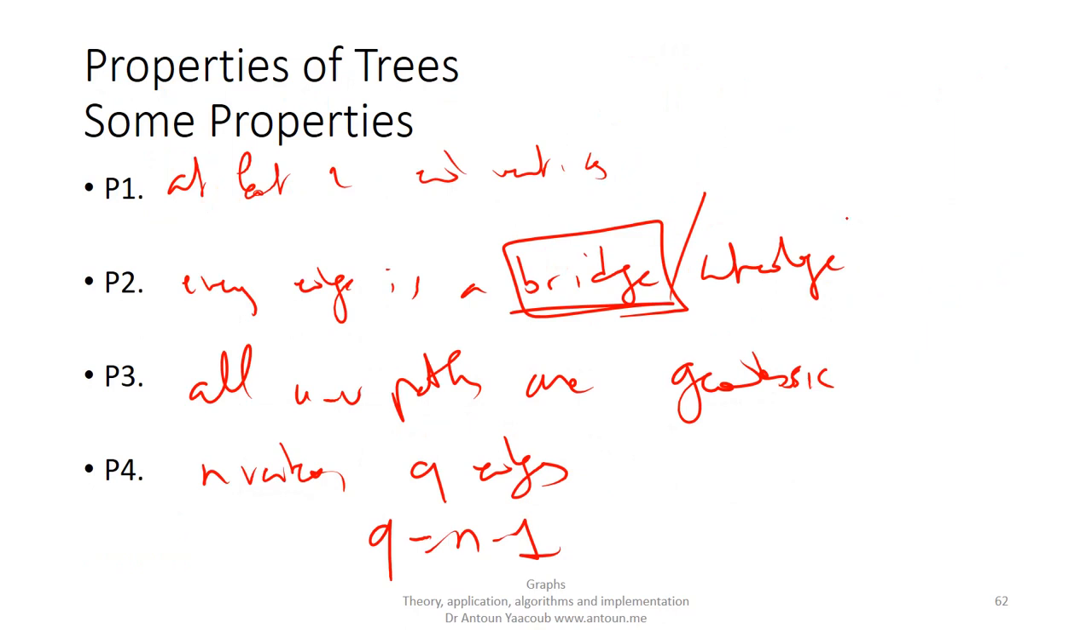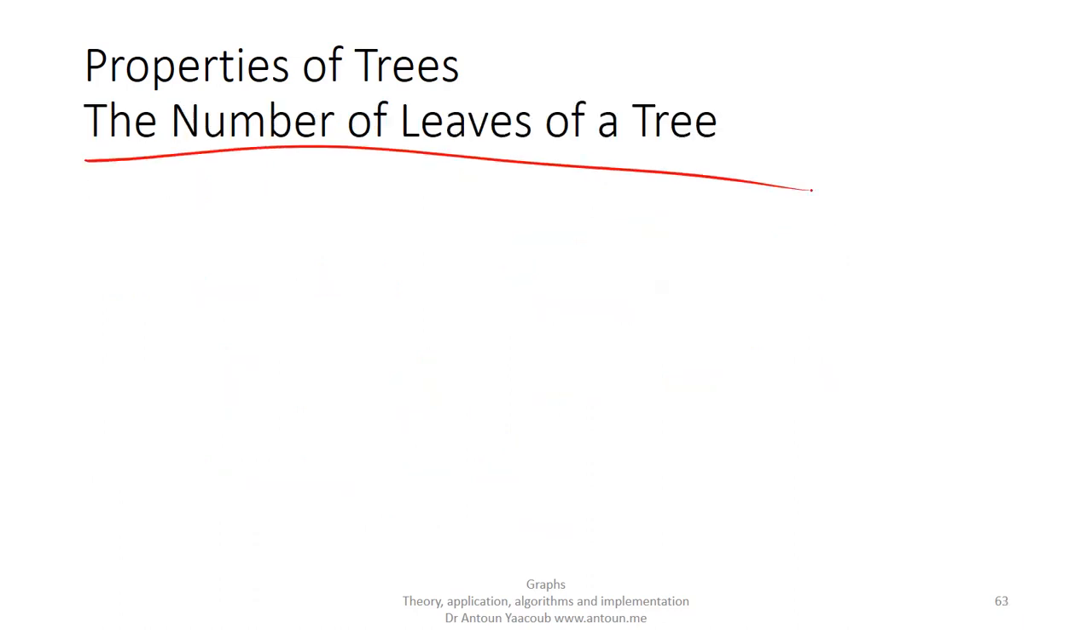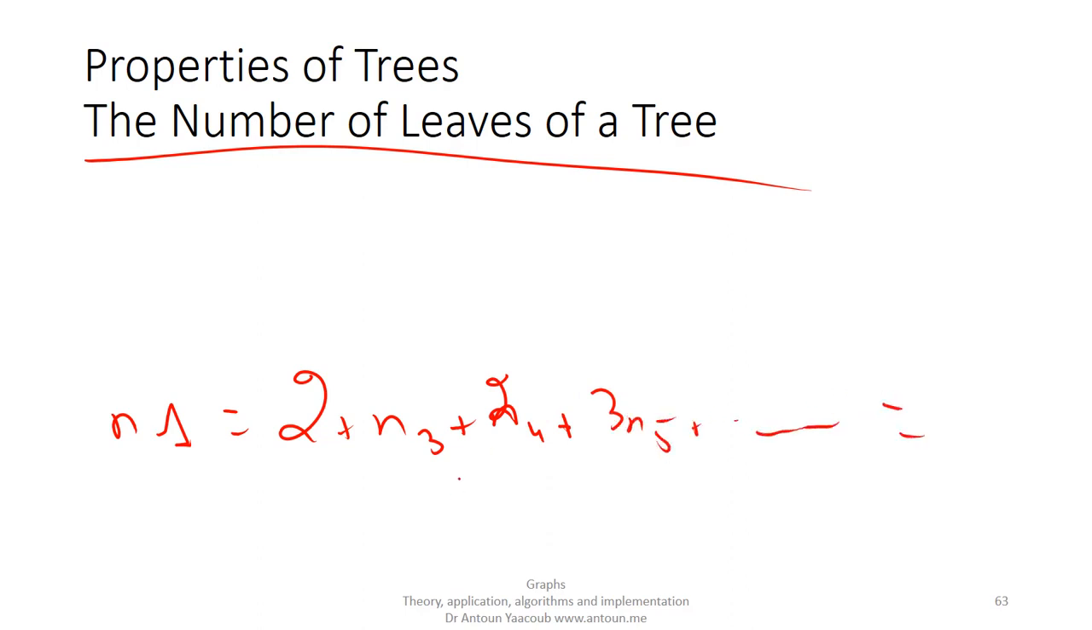We can even calculate the number of leaves, so we have a formula. Let me write it for you and then explain it. I have n1, the number of leaves of degree 1, is equal to 2 plus n3 plus 2 n4 plus 3 n5 plus and so on. It's equal to 2 plus the sum from i equal to 3 to infinity. We don't know the maximum degree in a tree, it could be 5, 6, 7, so infinity here means the maximum degree, of (i minus 2) multiplied by ni.